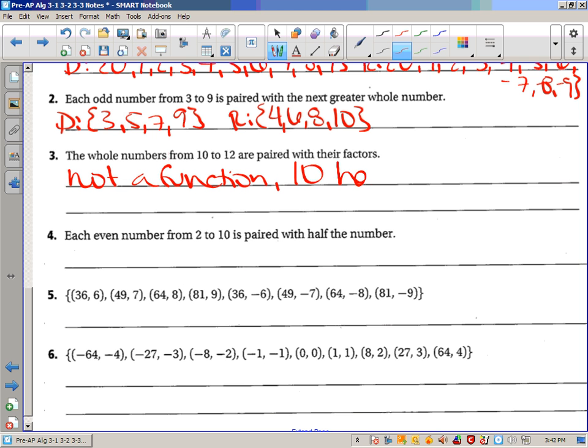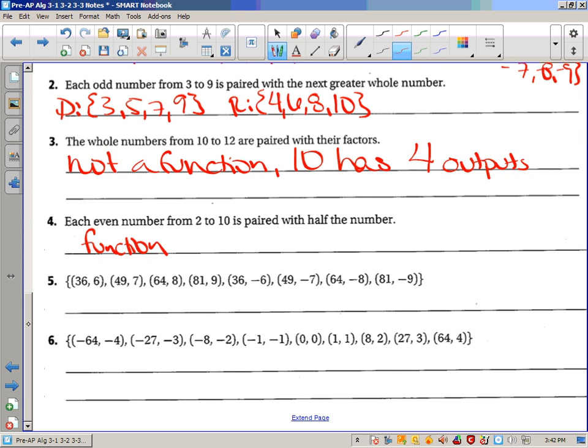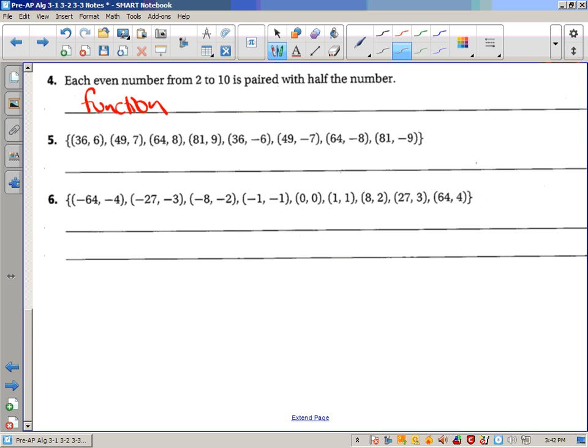10 has 4 outputs. So that fails the definition of a function. How about this one? Each even number from 2 to 10 is paired with half the number. That's also a function. I'm not going to do the domain and range here because I think we got that figured out. Each number only has 1/2 of itself. It's not like if I take the half of 2, I'm going to get 2 different answers.